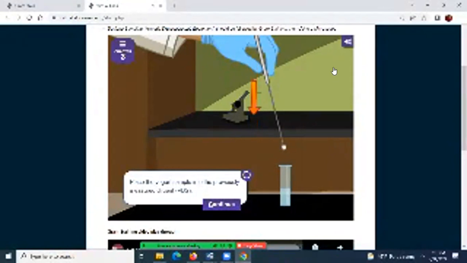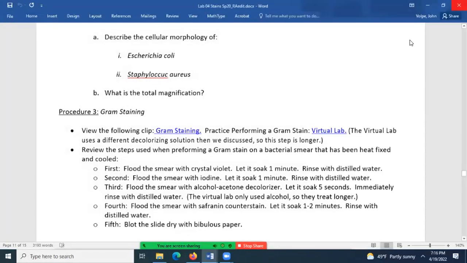The mouse to get this virtual lab to run. I'm just going to end that here. So work on the virtual lab and then view the steps for performing a gram stain.